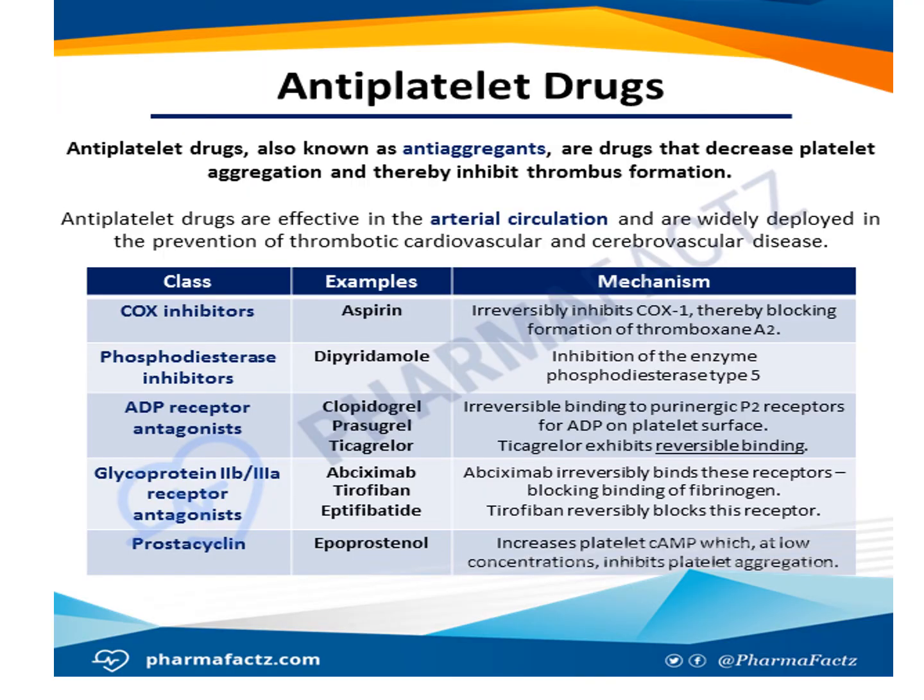Now we'll see a summary about antiplatelet drugs, which are otherwise known as anti-aggregants. They are the drugs which decrease platelet aggregation and thereby inhibit thrombus formation. So they are effective in arterial circulation and are widely deployed in the prevention of thrombotic cardiovascular and cerebrovascular disease. In this class of drugs, we can see 5 classes, which are mainly COX inhibitors, phosphodiesterase inhibitors, ADP receptor antagonists, glycoprotein 2B, 3A receptor antagonists, and prostacyclins.